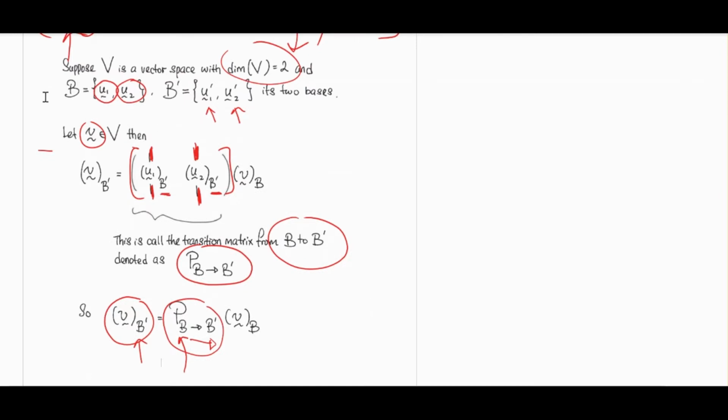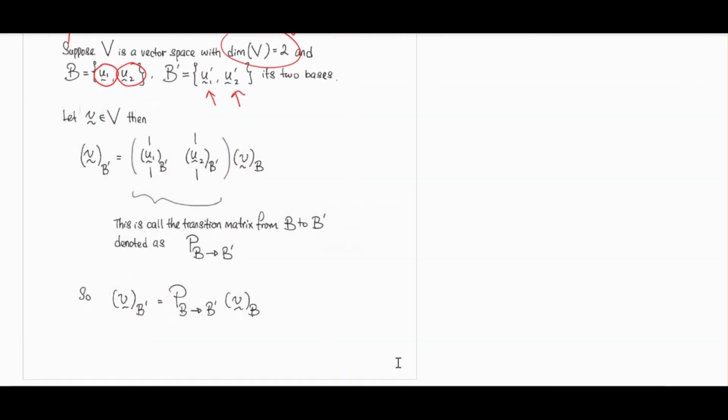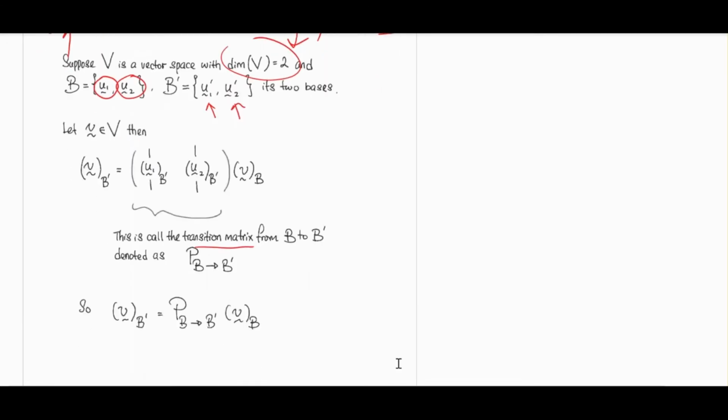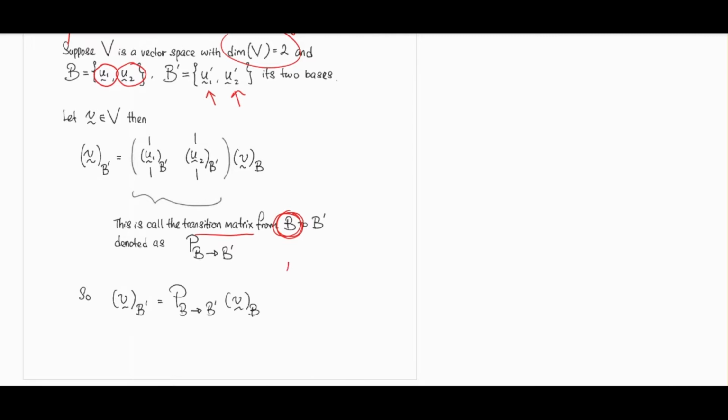All right, let me point it out one more time. How do you construct this matrix? This transition matrix is constructed this way. First, you take the vectors from the starting basis. This is what we call the starting basis, we start from here, and this is where we're going to end. You take the vectors u1, u2, find their coordinates relative to this basis B prime, and write them as the first column and the second column of this matrix. So this matrix is constructed like this.